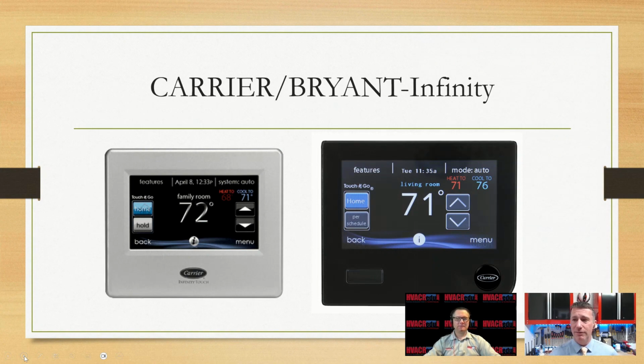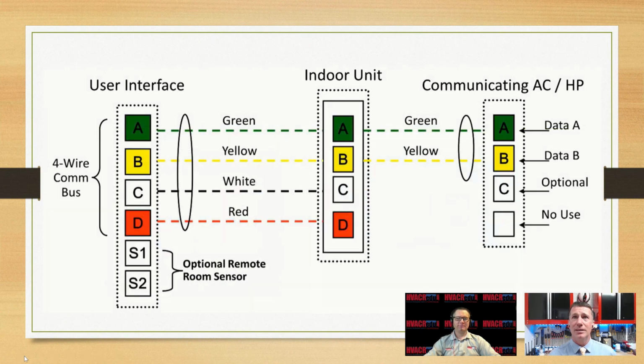Most people are comfortable with Infinity. I have a lot of people go, man, I really struggle with my communication line, especially if I get into zone systems. And I'm like, well, let's just understand what we're doing on that zone system. Let's look at the entire system. What is Infinity? It's 4 wires, and they are going to be labeled A, B, C, and D.